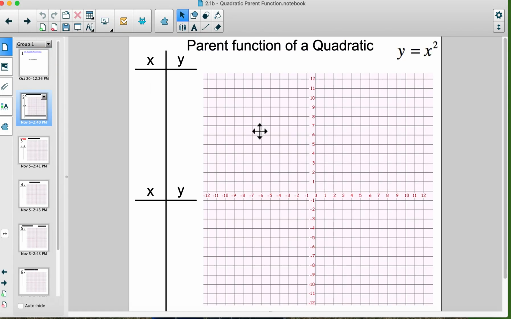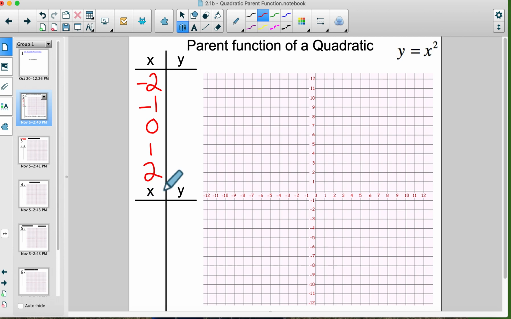All right, so we're going to look at the parent function, which is just y equals x squared, right? Now, before we go to Desmos, we can probably just graph this on our own. It's y equals x squared. So if we want to create a table of values, these are our staples for x values. We usually go from -2 to +2.